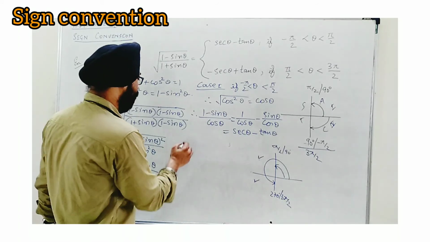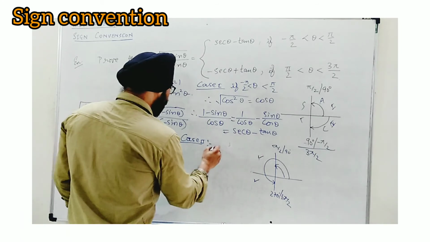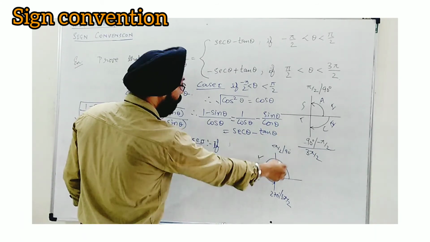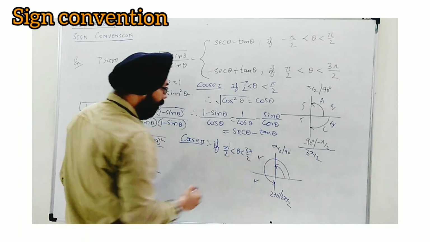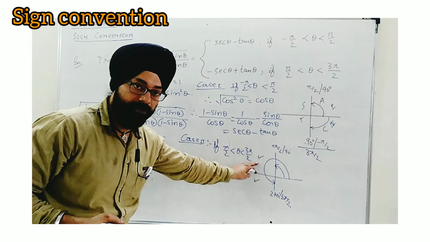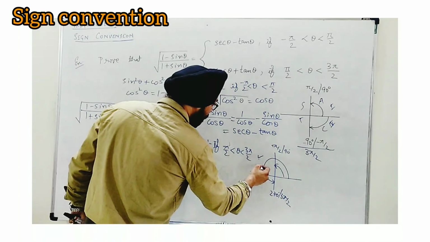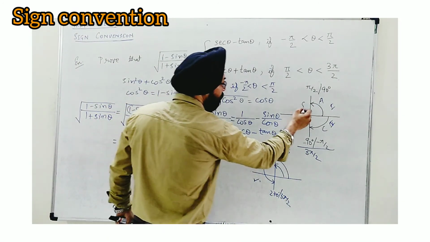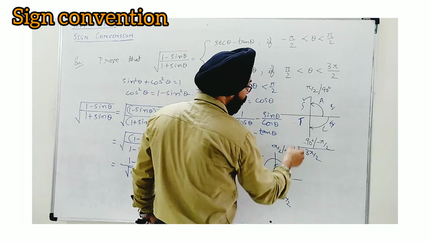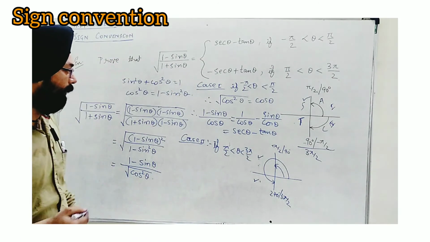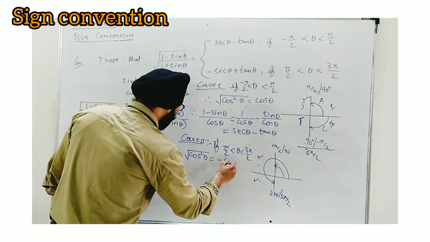Okay, case 2. What is case 2? Theta lies between pi by 2 and 3 pi by 2. We have seen earlier that pi by 2 to 3 pi by 2 covers the second and third quadrant. In the second and third, what is the nature of cos? In both of these it is negative. ASTC: in the second quadrant sine is positive and cosec is positive, in the third quadrant tan and cot are positive, that's why cos is negative in both of them. So root cos square theta will be opened as negative.